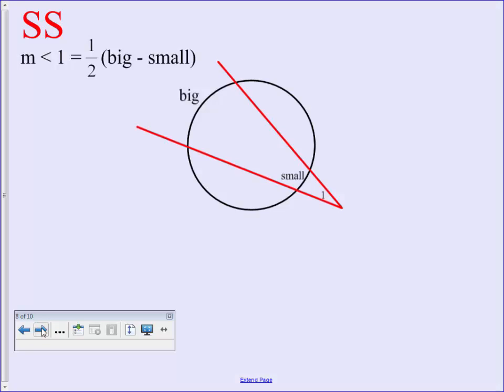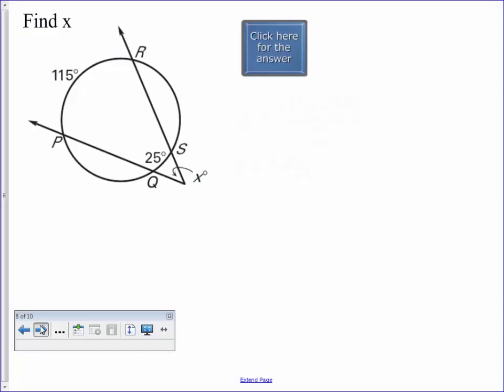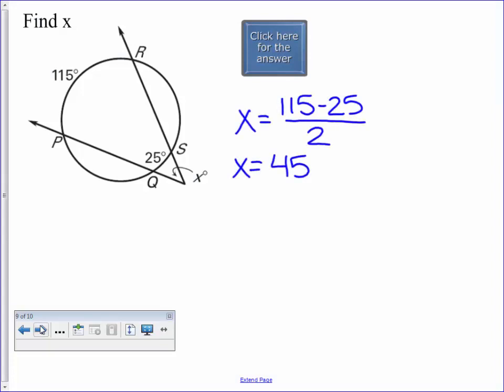All right, we're almost done. The last one is secant-secant. Notice the formula is still the same. Your angle is outside the circle, so we're still subtracting: big arc minus small arc divided by 2. Go ahead and get this one done. This is the answer you should have come up with in the work. Just plug it in your calculator, and we are good to go.